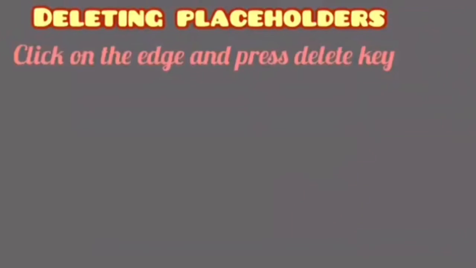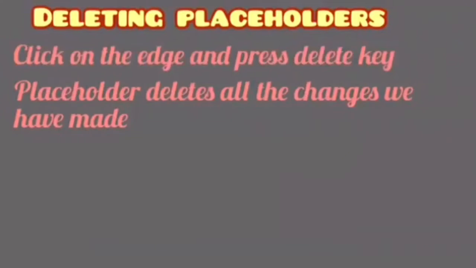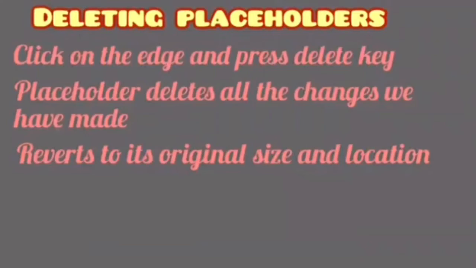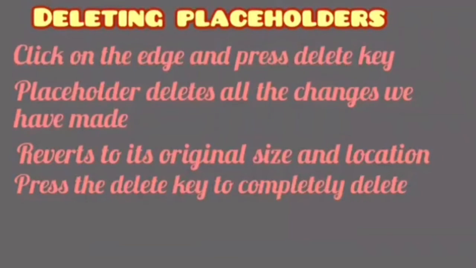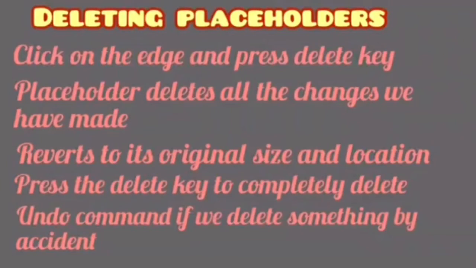Next is how to delete the placeholder. In order to delete the placeholder, again you have to click on the edge and then press the delete key. So what will happen? The placeholder will be deleted along with all the changes we have made. Now if you want to revert to its original size and location, we can use the undo command, or else just click the placeholder and then press the delete key so that it will completely delete the placeholder. If you are deleting something by accident, you can use the undo command.